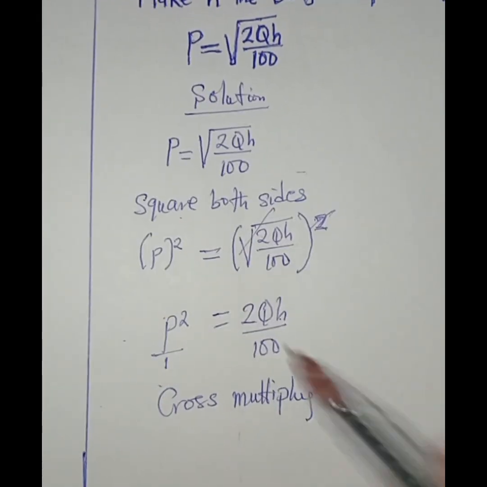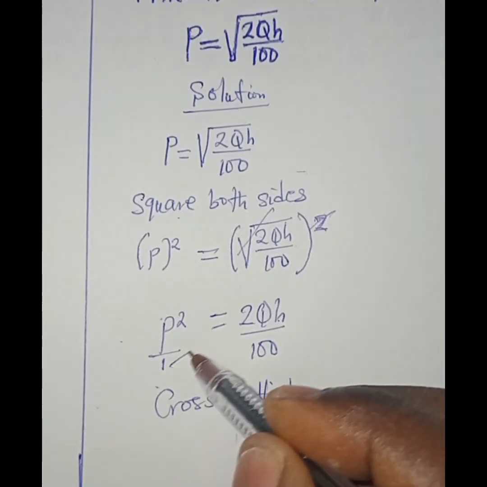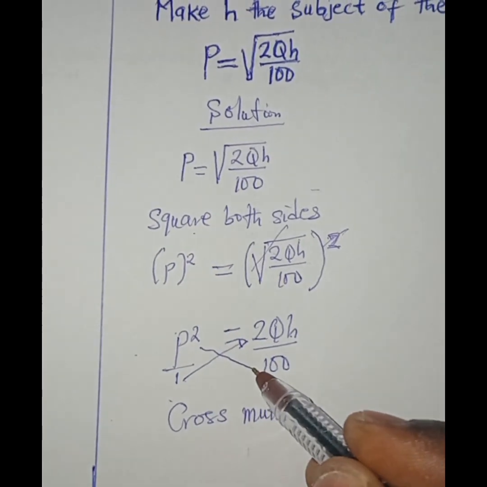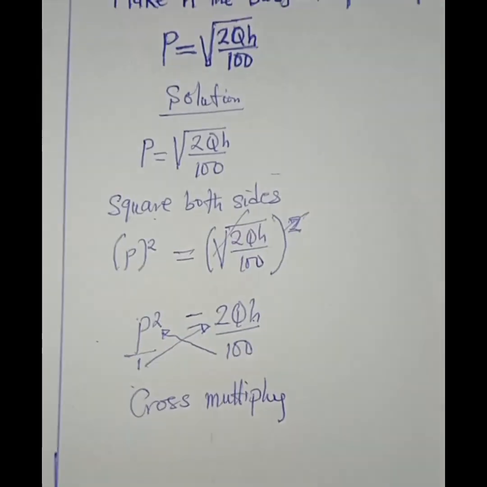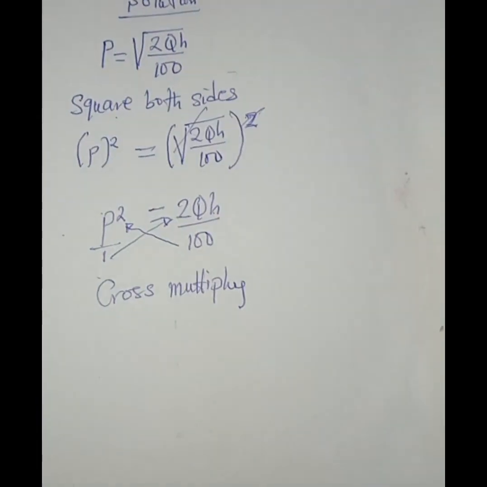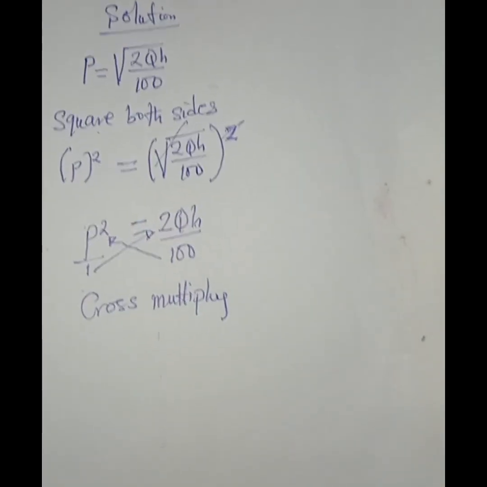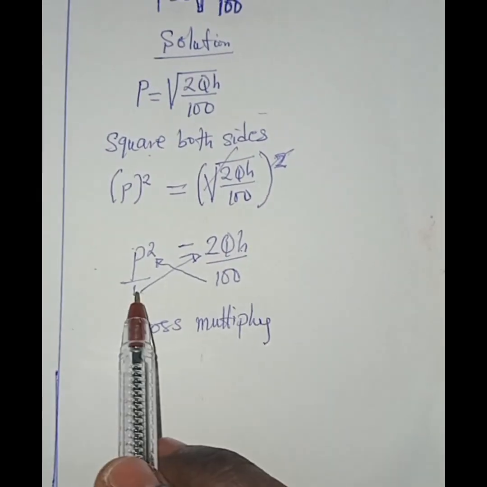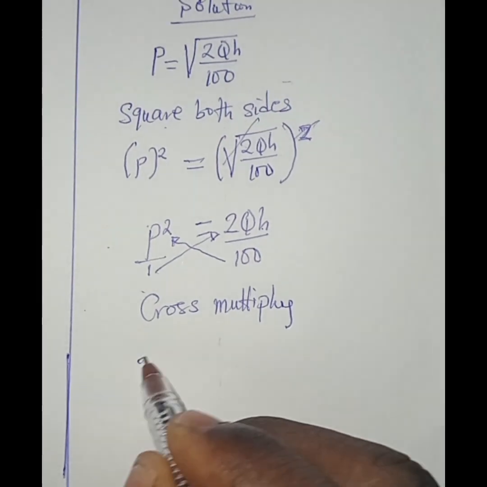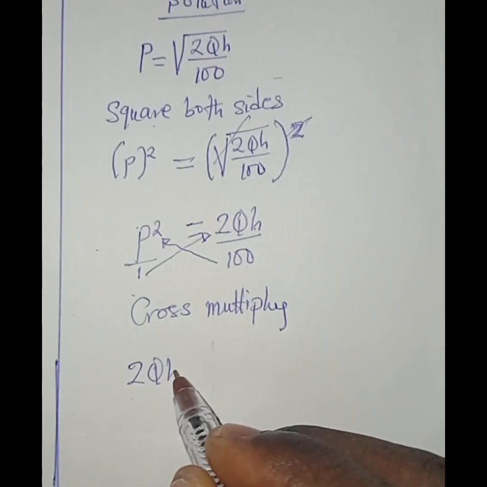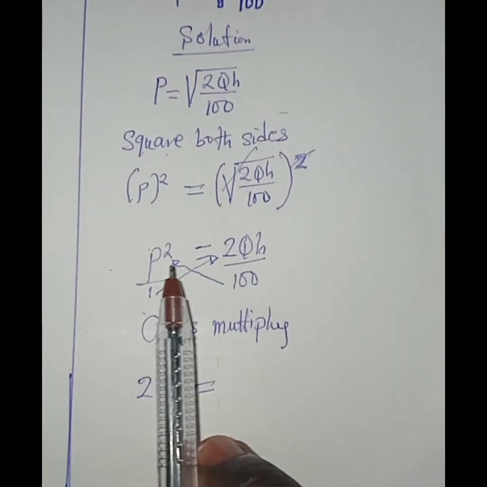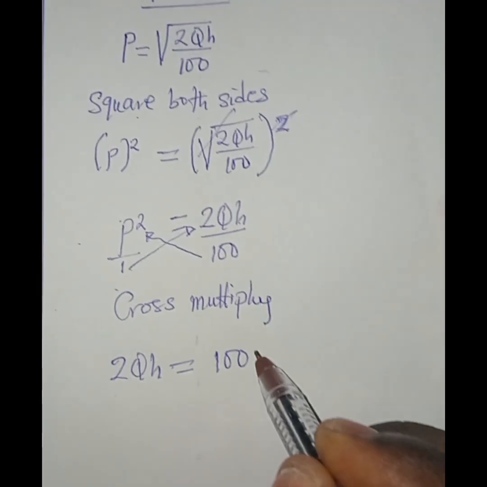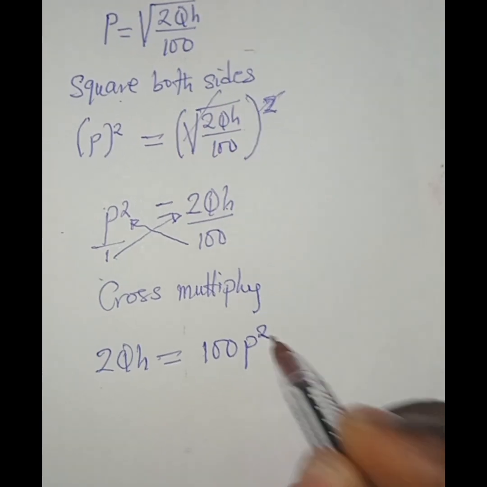So cross multiplication means the denominator of the left hand side multiplies the numerator of the right hand side, and the numerator of the right hand side multiplies the denominator of the left hand side. That's the meaning of cross multiplication. So now 2qh multiply 1 will still give you 2qh. Now 100 multiply p square will give you 100p square. Are you getting it?